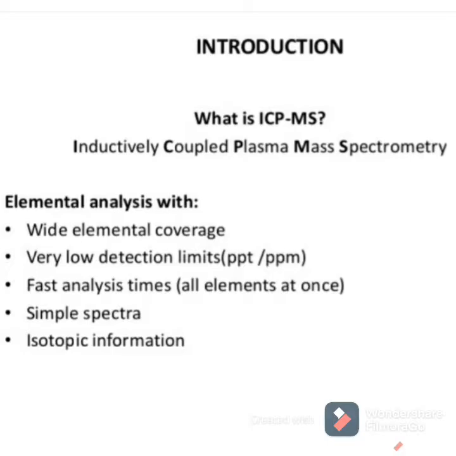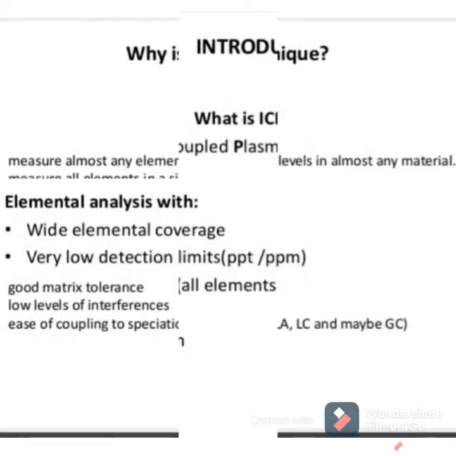Elemental analysis with wide elemental coverage, very low detection limits like parts per trillion to parts per million, fast analysis time, all elements can be identified at one time, simple spectra, isotopic information. With the help of ICP-MS, we can identify periodic table elements.